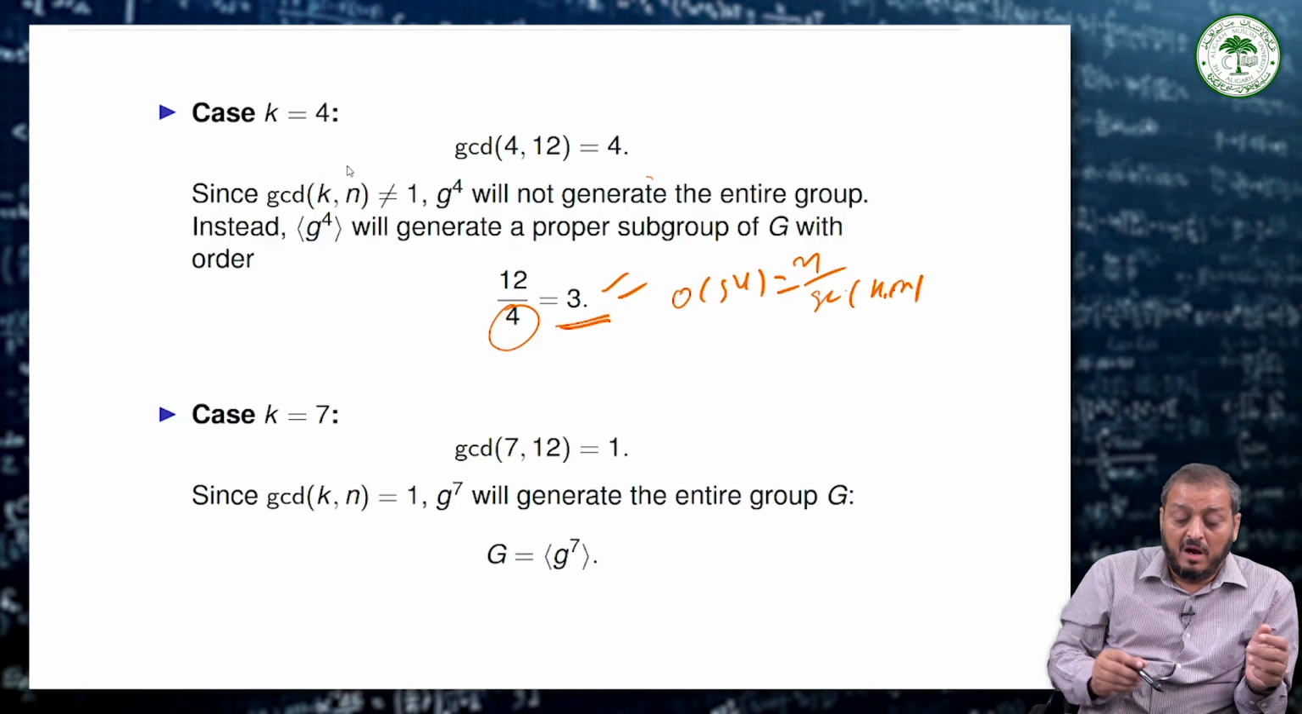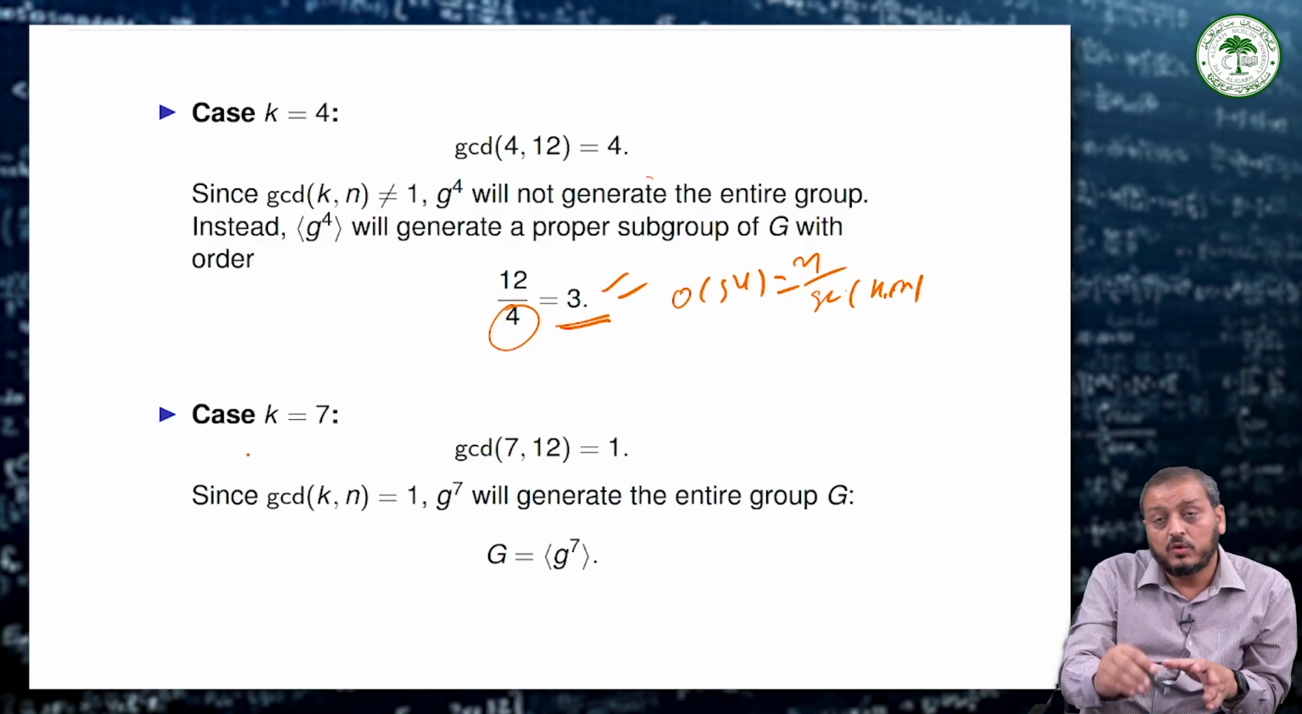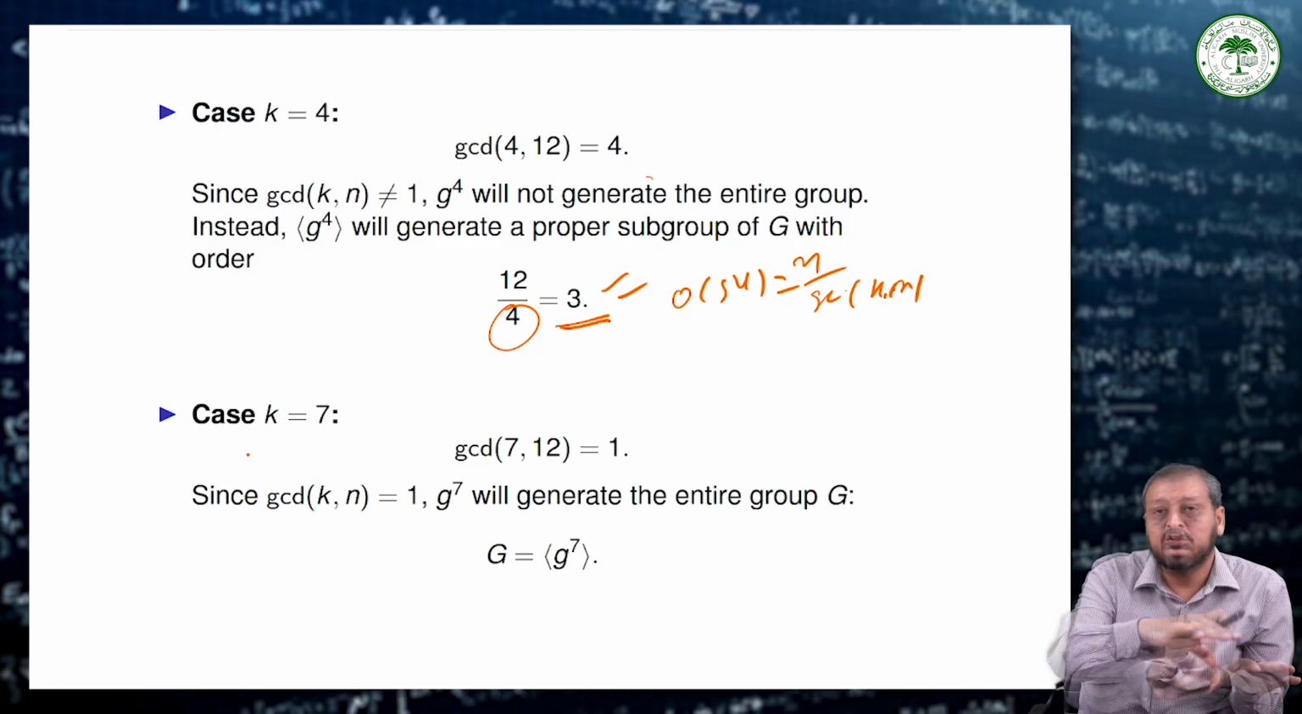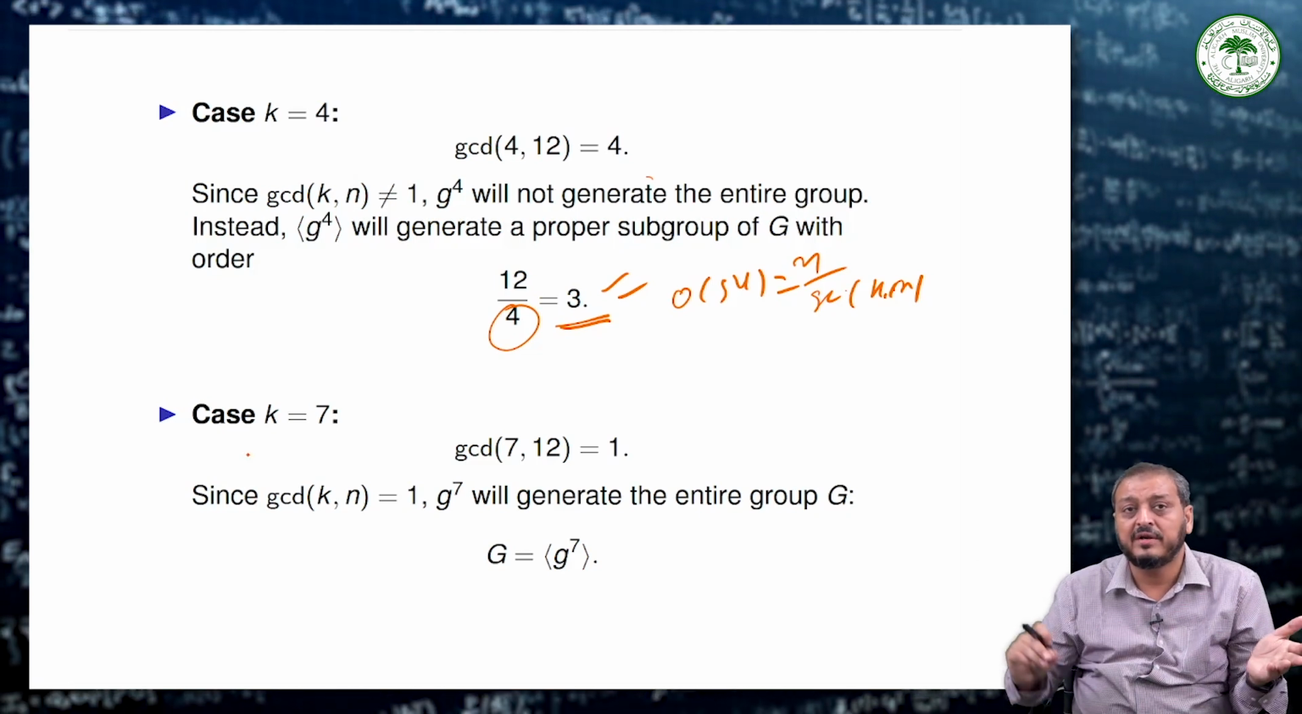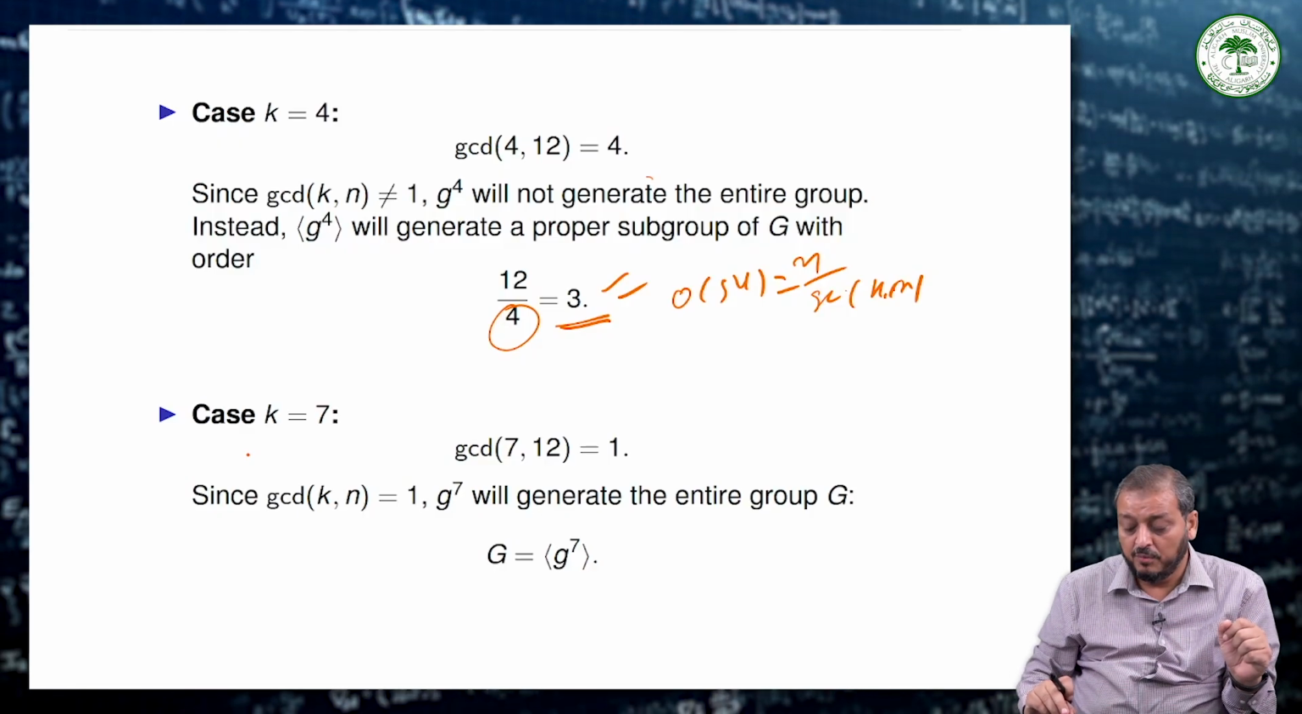In the case of 7 and 12, they are relatively prime. So, g to the power 7 generates the entire group G.